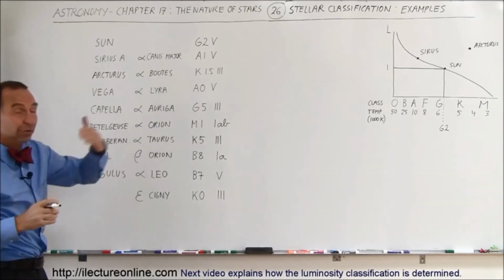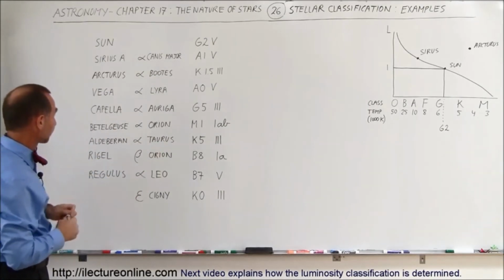Arcturus is about 33 light years away from us. You can see it, it's very bright, even though it's fairly far, because it is a red giant.